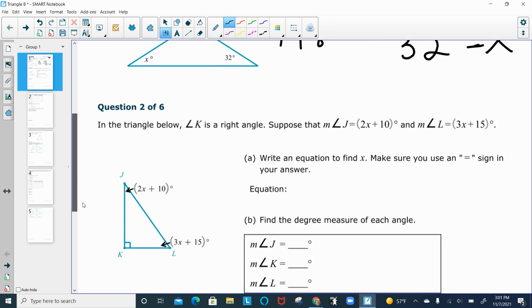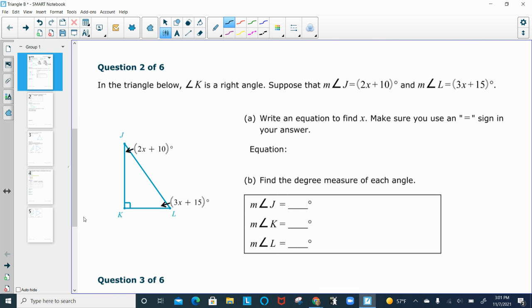Question 2 says, in the triangle below, angle K is a right angle. Suppose that the measure of angle J is 2x plus 10 degrees, and the measure of angle L is 3x plus 15 degrees. Write an equation to find x. Make sure you use an equal sign in your answer. So in the ALEKS, what you would be doing is you would take one of the angles, and it doesn't matter which one you start with, and then a second angle. And then this is where you have to be really careful because a lot of people forget the 90. That's why I wrote it in.